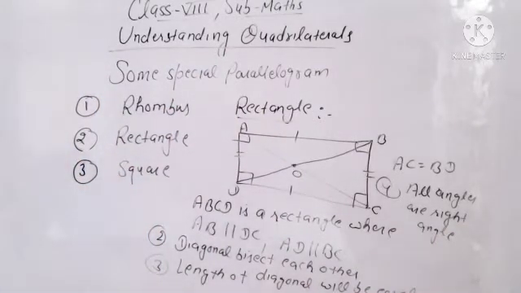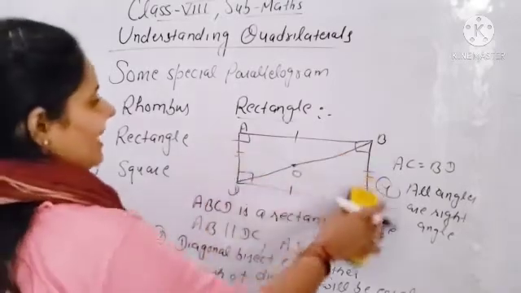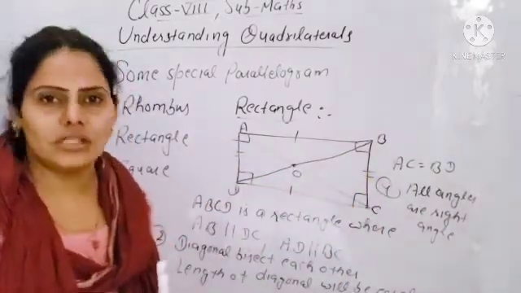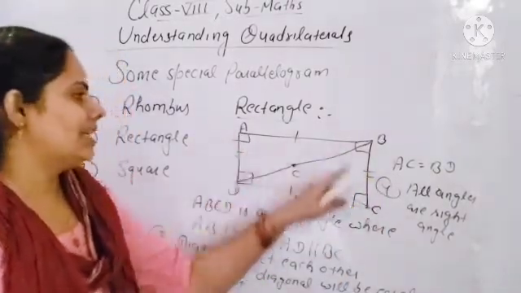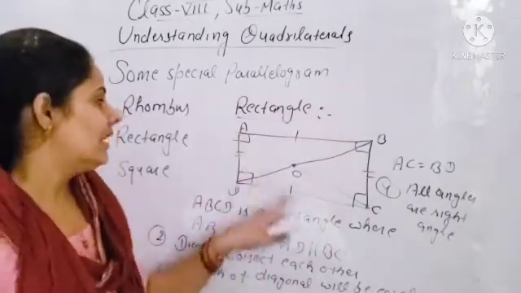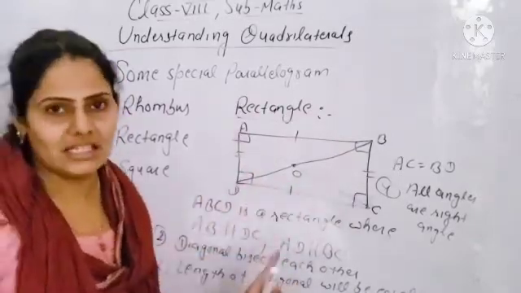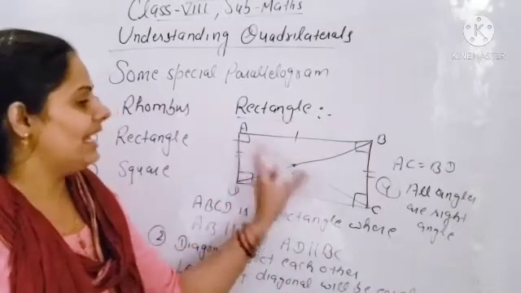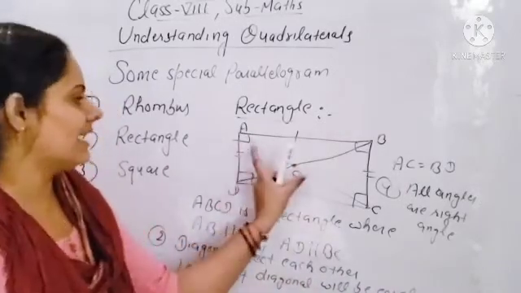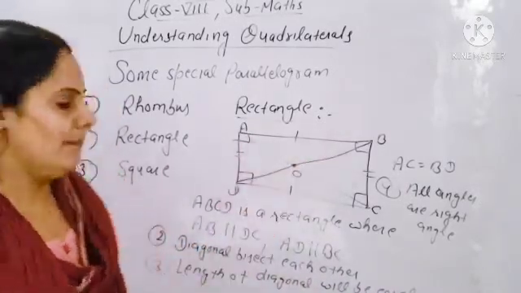Why will it be a parallelogram? So simply, beta, a rectangle is also a type of parallelogram, because here also opposite sides are parallel and equal. So side AB is parallel to DC and side AD is parallel to BC. So you can say this is also a parallelogram. Second property, all the angles will be right angles. Third property, diagonals will bisect each other. Fourth property, the length of the diagonals will be equal, meaning diagonal AC will be equal to diagonal BD.